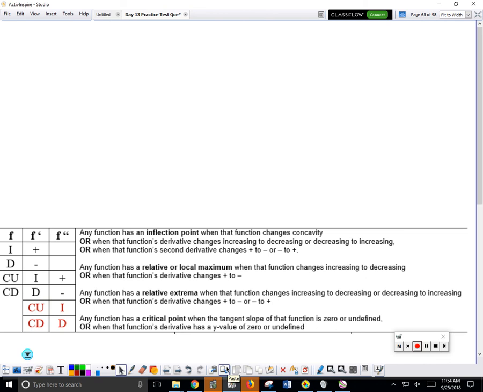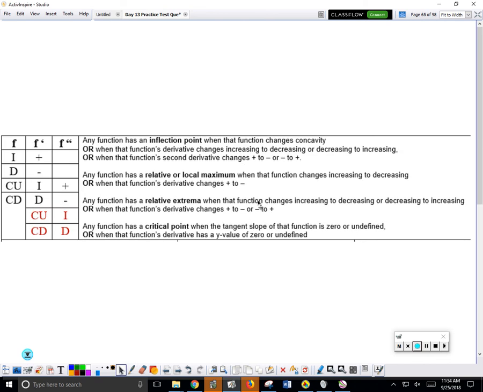Paste, there we go. Okay, look right here, Lauren. Any function. So what you just said was fine. F has a relative or local max when F changes from increase to decrease, or when that function's derivative, F prime, changes from positive to negative. Is that not what you said? Yeah. Perfect. Thank you.